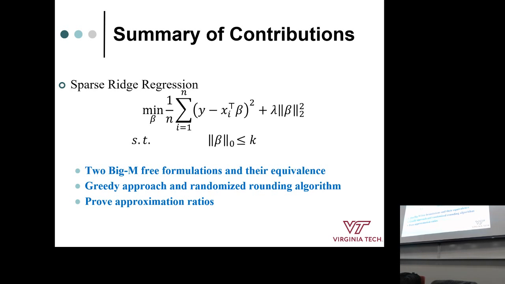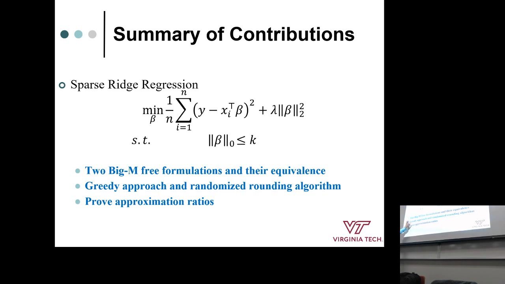So what do we propose? We will not use big M anymore, but exploit the structure of this problem and propose big-M-free formulations, and we show that these two formulations are equivalent. Based on these formulations, they can be solved for relatively small problem instances. But for large scale problems, for example, with 10,000 features and 10,000 data points, we really want to make sure our method works well.